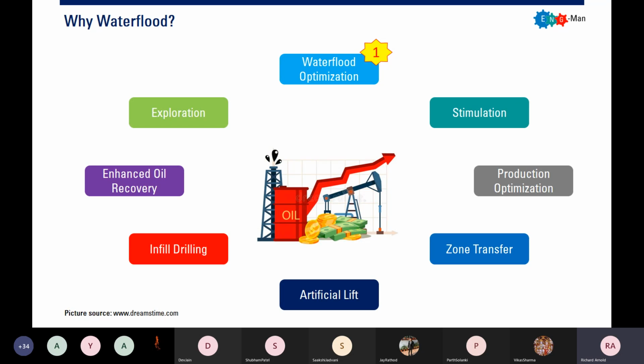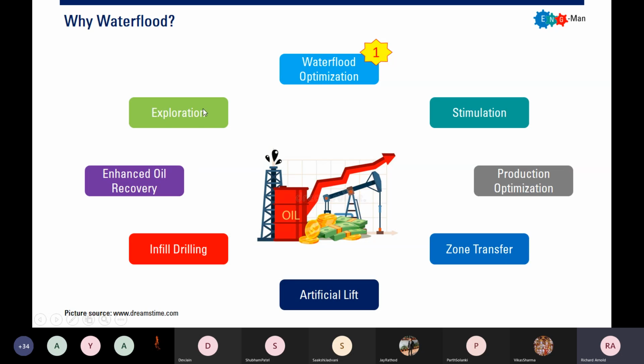So there are, of course, a lot of activities that we can do to boost oil production. Of course, we can do exploration, enhance oil recovery, and then infill drilling, artificial lift installation, work over by doing zone transfer, and then production optimization, stimulation. Many things we can do to improve, to enhance, to boost our oil production. But among all these activities, water flood and water flood optimization is considered the most mature, the most effective way for us to enhance oil recovery.